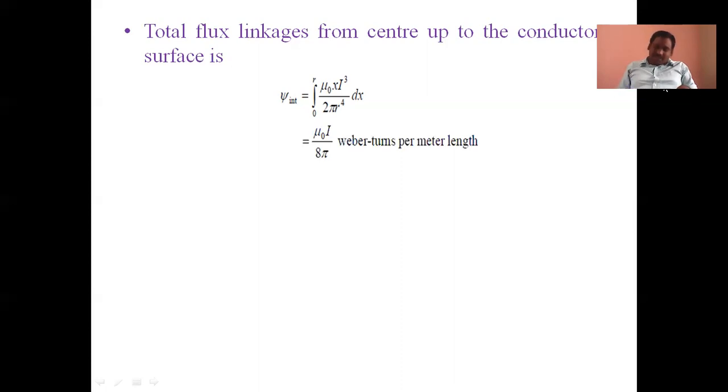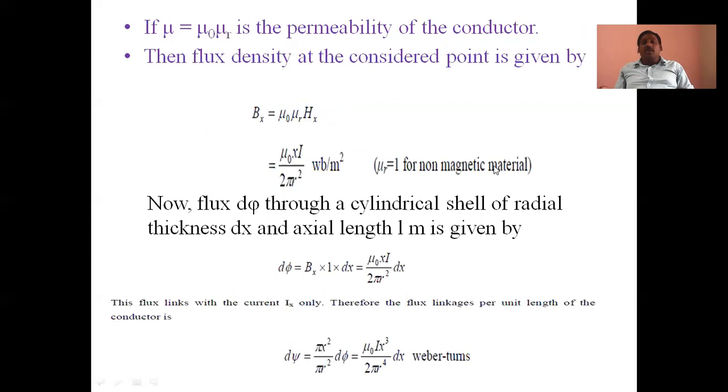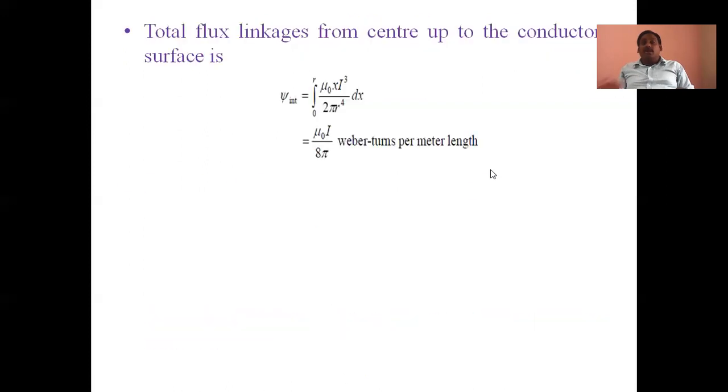This is the ψ. What is this ψ? Internal flux linkages. That's why ψ internal is equal to μ₀ I by 8π. Units are Weber turns per meter length. Here the number of turns is in terms of per meter unit length. That's why Weber turns per meter length.